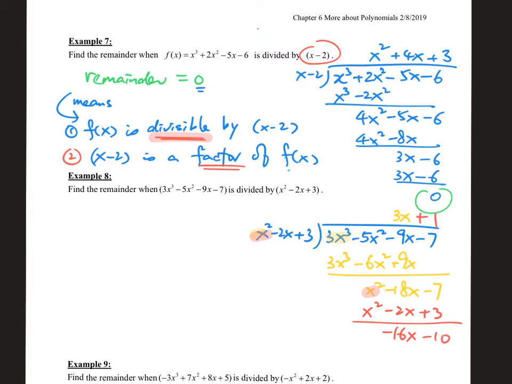At this stage, you can see that I have only minus 16x left behind, but it cannot be further divided by x squared. We say this is because the remainder has a degree less than the divisor. So we have to stop, and we obtain the answer already. Now if the question is just asking for the remainder, then you can just write minus 16x minus 10 as the answer.